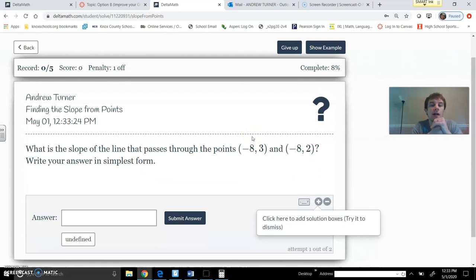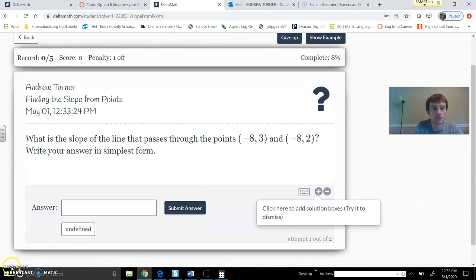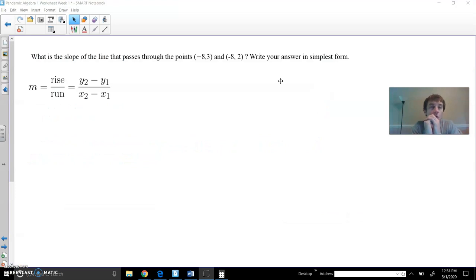What is the slope of the line that passes through the points -8, 3 and -8, 2? Write it in simplest form. So I'm going to pause the video. I wanted to take a moment to put the problem in a space where I can work it out a little bit with you and talk about the formula. And I expect you to do the same thing with your own scratch paper as you practice these problems.